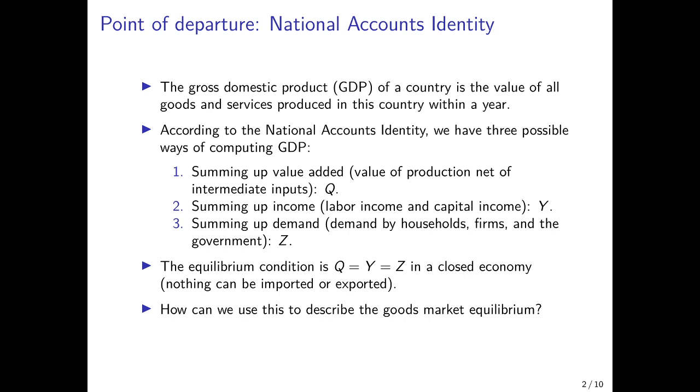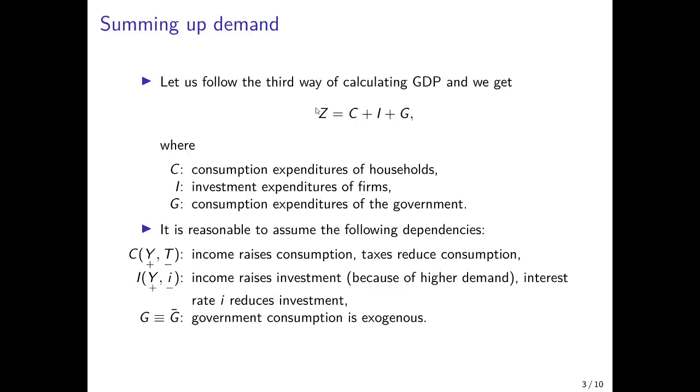Now we will use this to describe the goods market equilibrium in an economy. In doing so, we follow the third way of calculating GDP, summing up demand, where aggregate demand is equal to C, the consumption expenditure of households, plus I, the investment expenditures by firms, plus G, the consumption expenditures of the government, and that's equal to total expenditures in a closed economy. In an open economy, we would also have the component of exports minus imports.